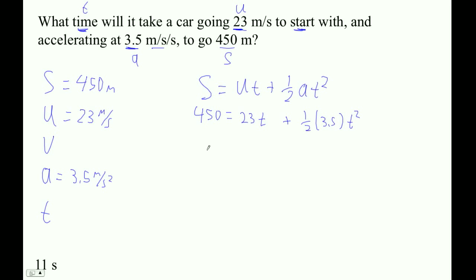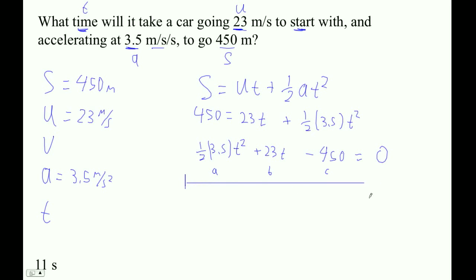You'd set it up like half 3.5 T squared plus 23 T minus 450 equals 0, right? This would be your A, this would be your B, this would be your C, and then you just do the quadratic equation, right? I don't want to do that. I'm going to show you a workaround. Okay, so here's the workaround.